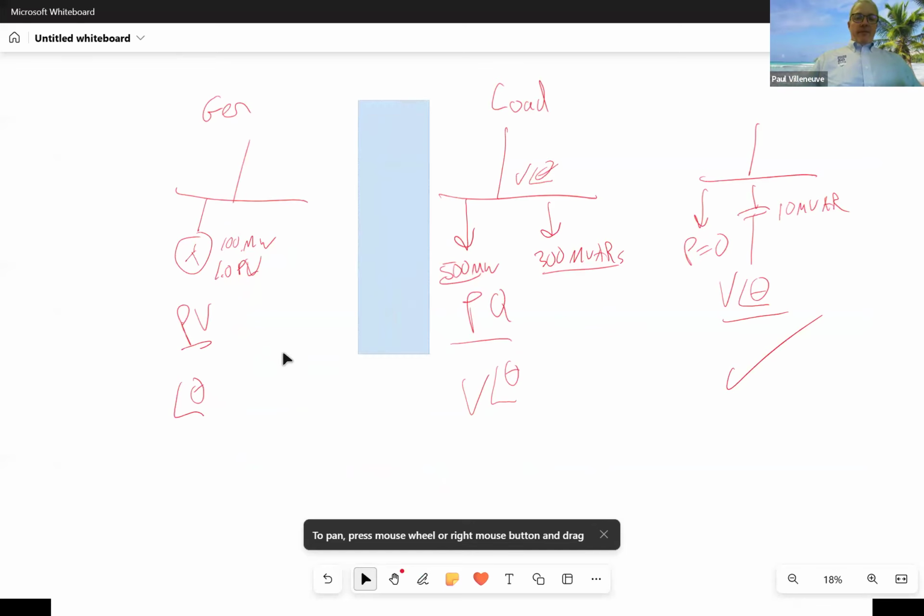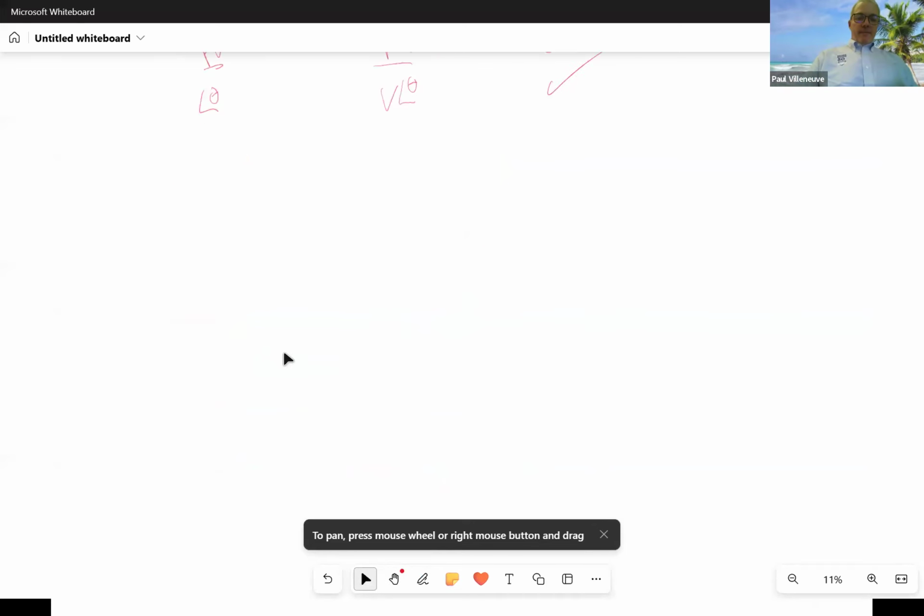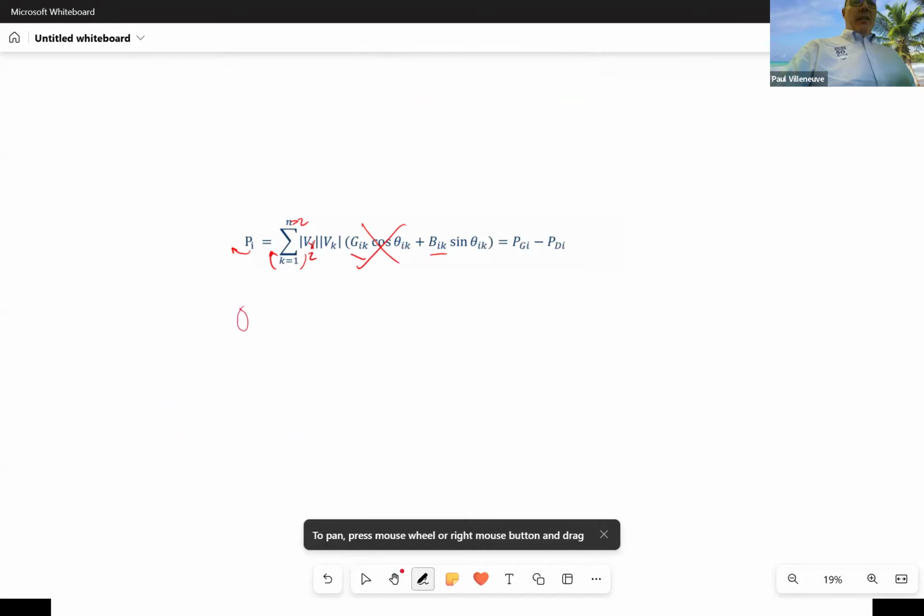All right, so now I'm going to go ahead and write my power balance equation, and I'm going to do the full Monty here. So delta P2 is equal to the magnitude of V2. Now I'm going to go in my summation. So I have V1, no GIK, so that's gone. This is B11 sine theta 11, right? So that was K equal to 1.